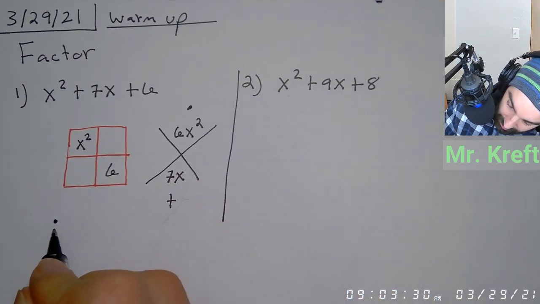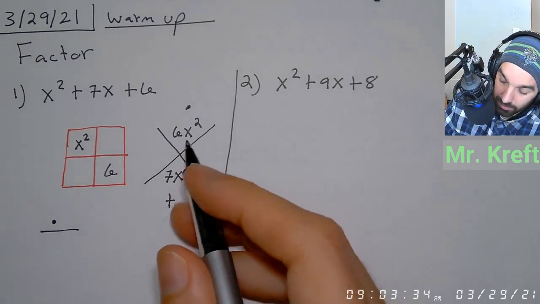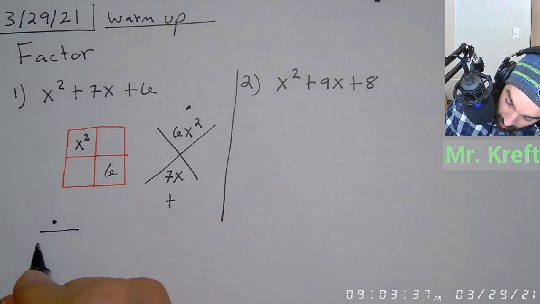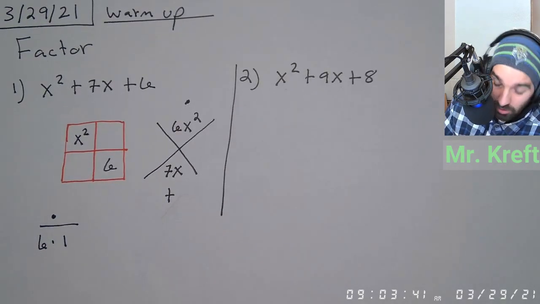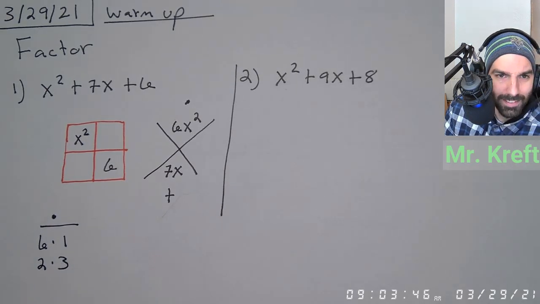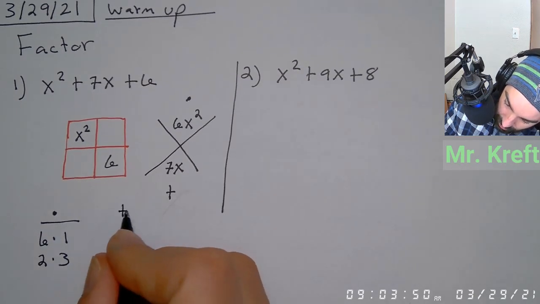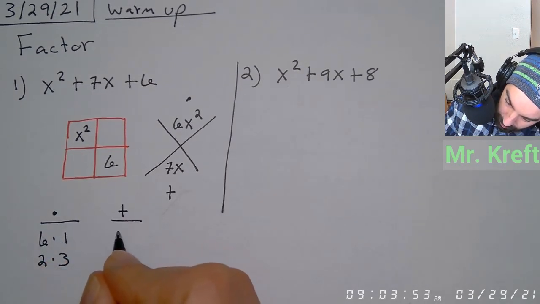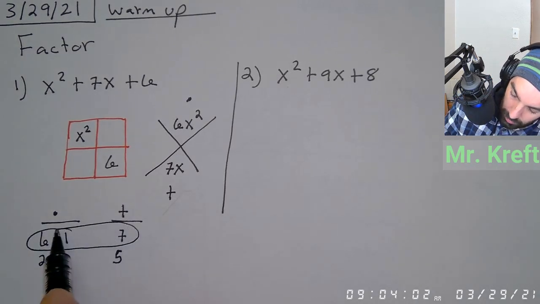Okay, so now we're going to do our little game here. I'm going to think, what things multiply to get 6? So I might think 6 and 1, since there's always itself and 1. That's always an option. And then we have 2 times 3, and I think that's it. So let's take a look at what they add to. 6 plus 1 would be 7. That's what we want. And 2 plus 3 is 5. Okay, so this is the one that we want.